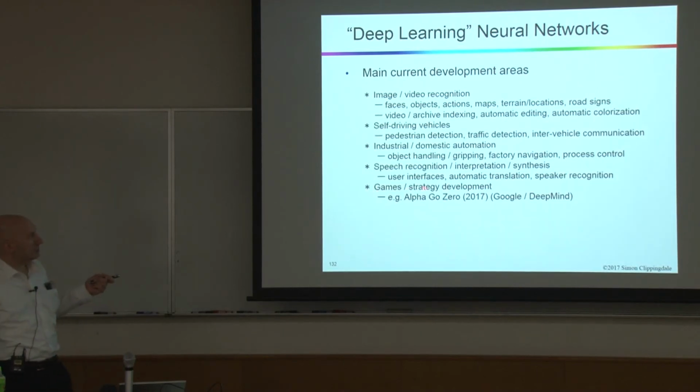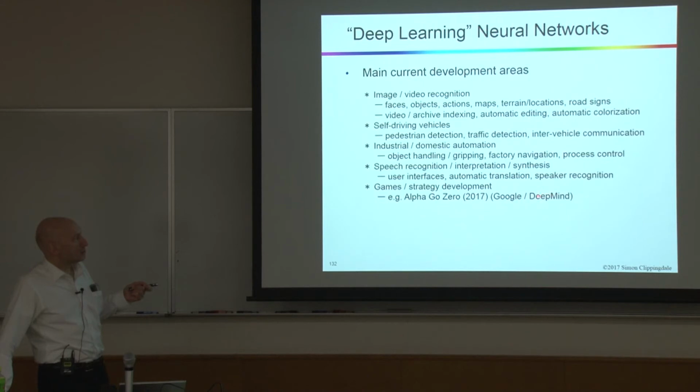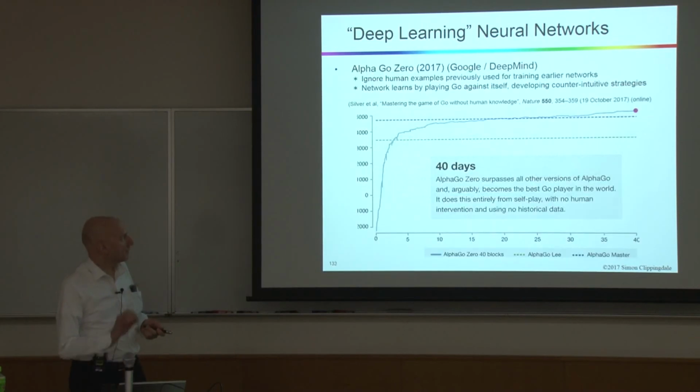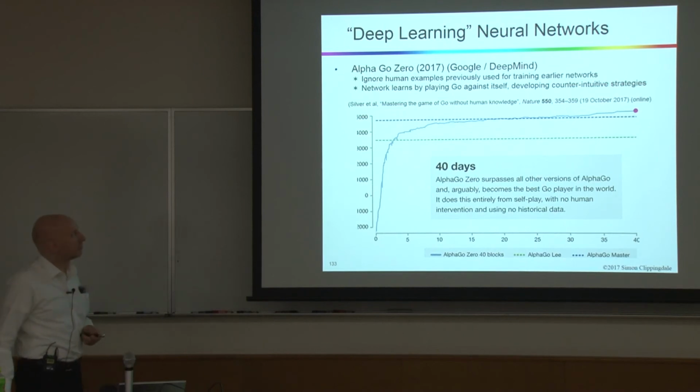Finally, games and strategy development. Google has a subsidiary that they bought a couple of years ago called DeepMind, which is in London in the UK, and they've been training deep neural networks to play Go, which is a game where you turn over black or white counters. And they have had a neural network called AlphaGo.